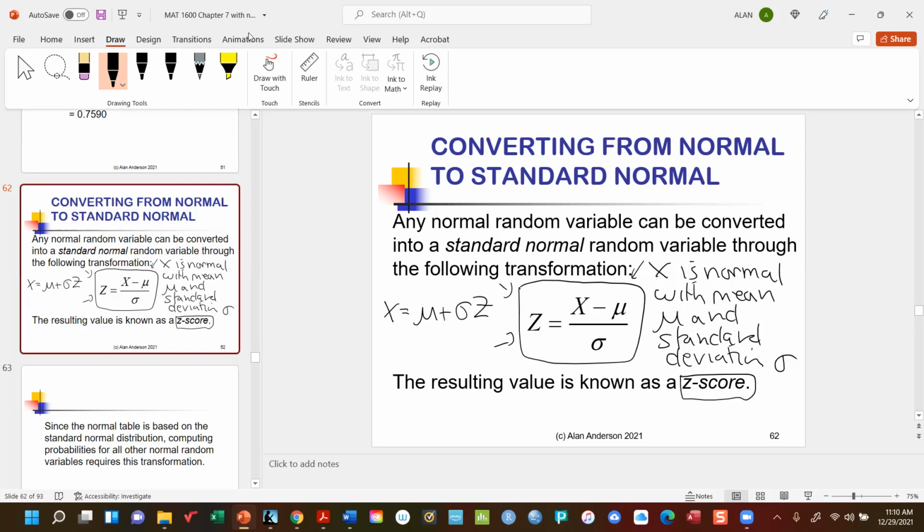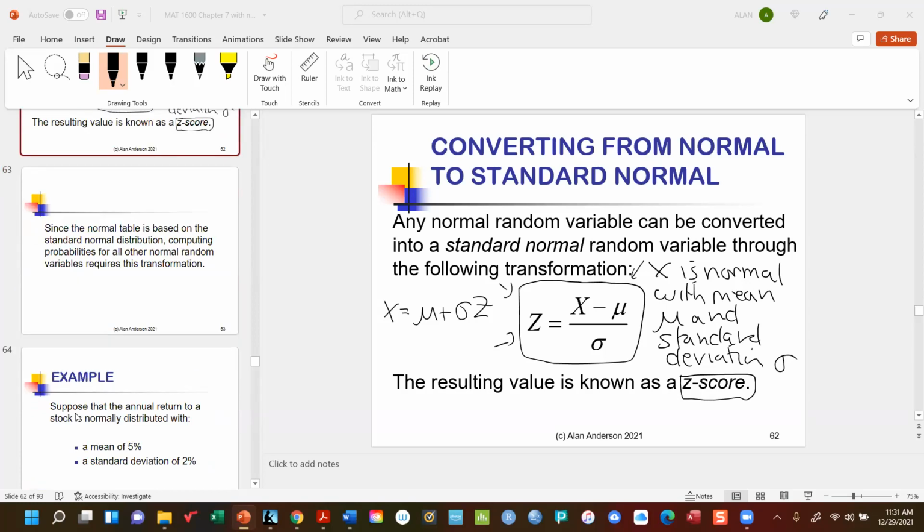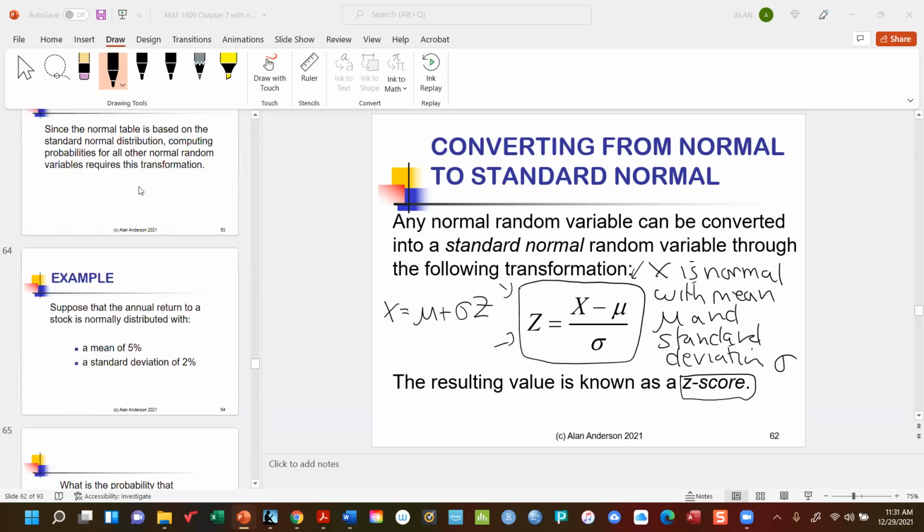All right, I guess we're ready to start again. So what we're doing here is taking cases where we have a normal random variable, which is not necessarily standard normal, and we're going to use this conversion formula to come up with our probabilities. All right, so imagine the following situation.